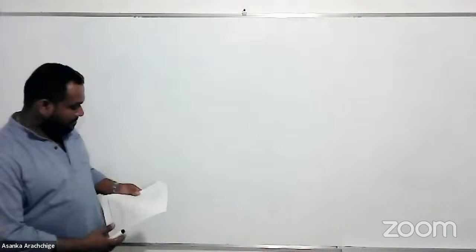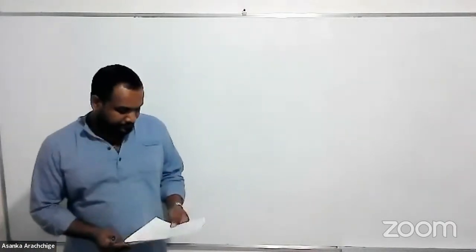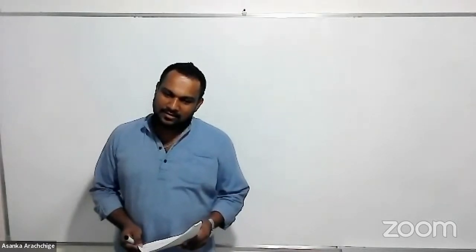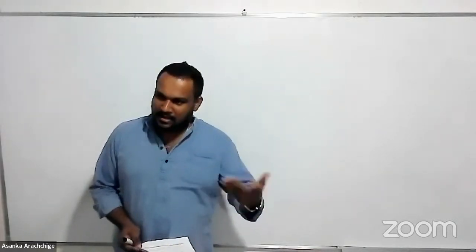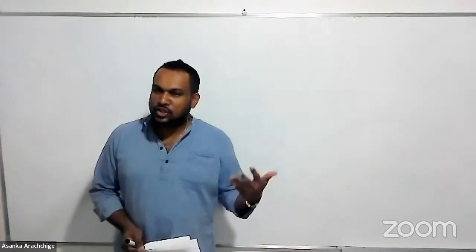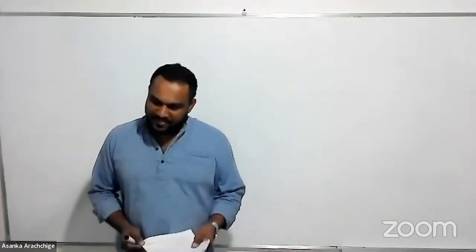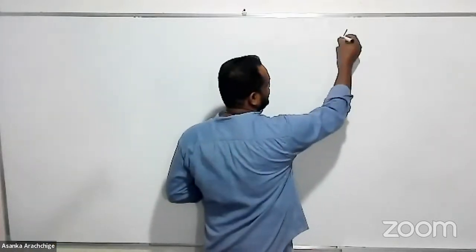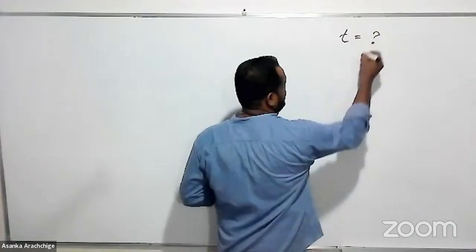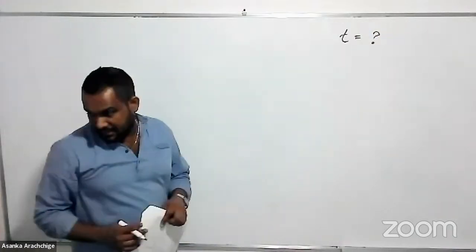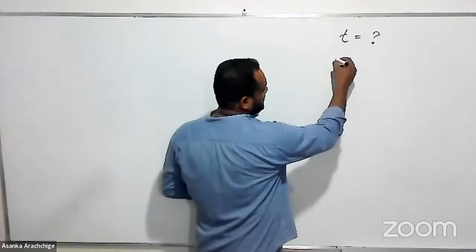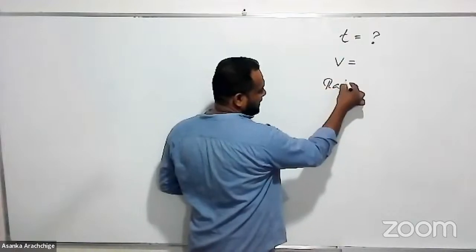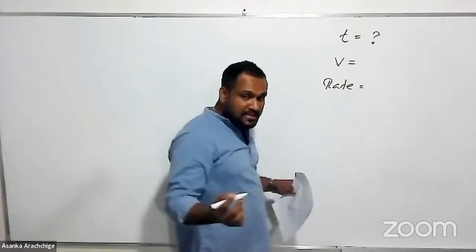Right. Number 70. Find the time taken. Right from the start it asks: find the time taken. Time is the question. Time is what you have to find. And you are given both the volume and the rate.